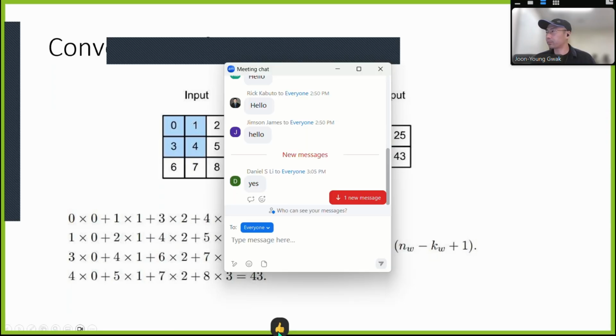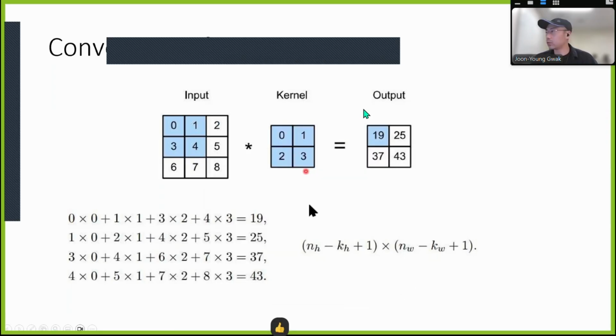So the input matrix dimension, this square matrix is n subscript h, which is 3, minus the kernel's dimension, 3 minus 2 plus 1 is 2. So it's a 2 by 2 matrix in the output matrix. So the dimension got smaller.